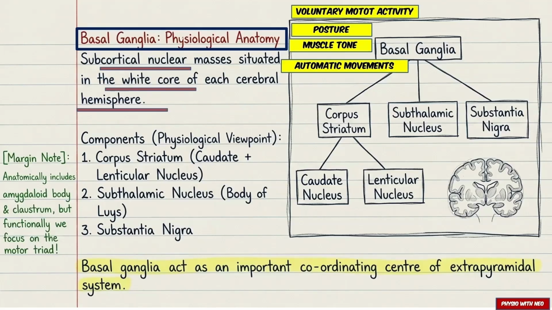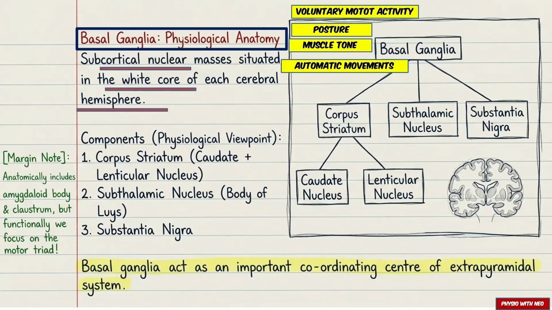Notice something important. I have highlighted the keywords. These keywords fetch the marks. If you remember only one sentence, remember this definition. It is frequently asked in theory as well as in viva. Now let's see which nuclei actually form the basal ganglia.